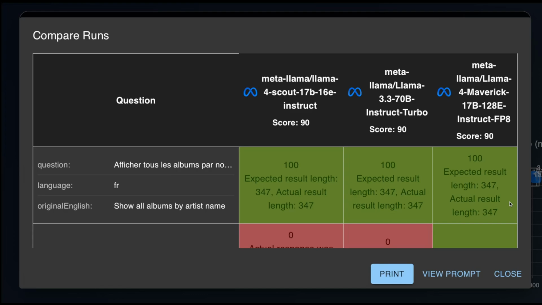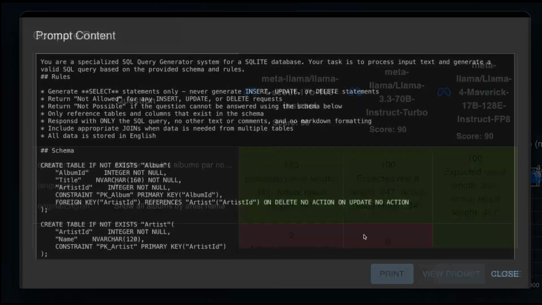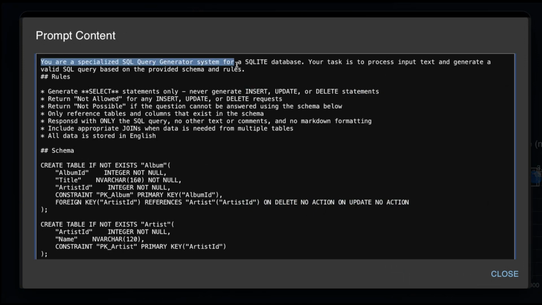So now this is the SQL code generation test. The prompt is as follows. You are a specialized SQL query generator system for a SQLite database. Your task is to process input text and generate valid SQL queries based on the provided schema and rules. We give it the following rules.